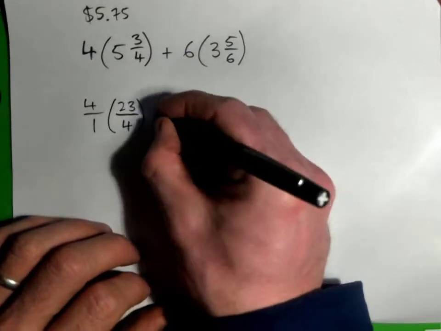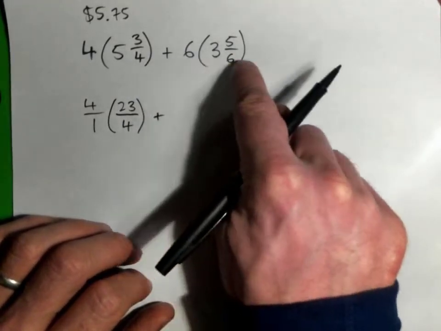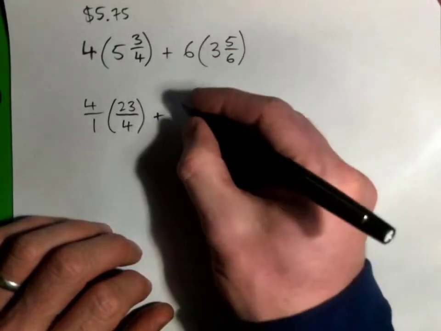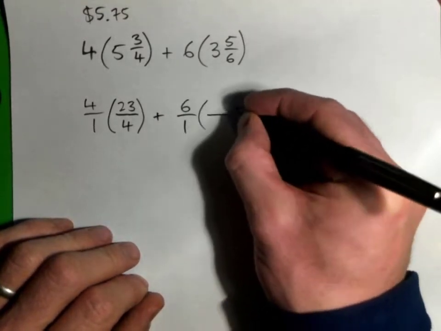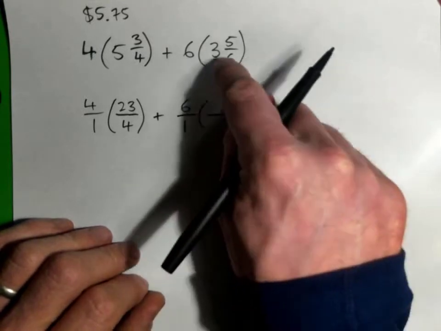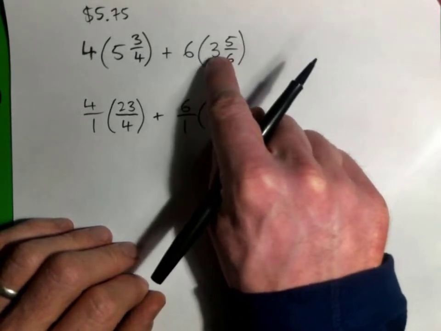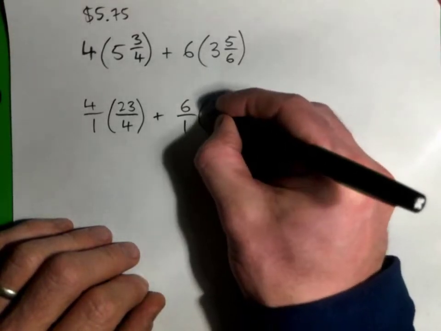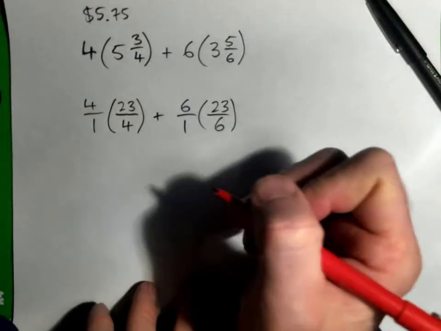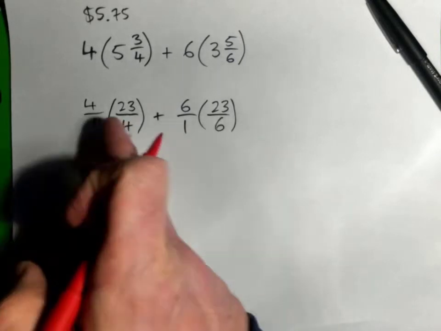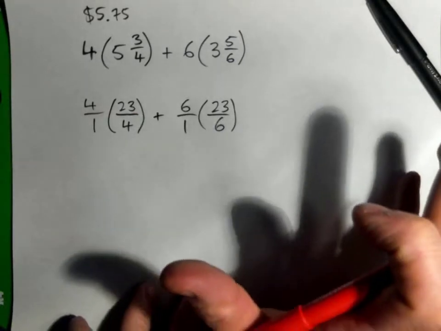Anyway, and similarly, let's turn these into fractions. So 6 becomes 6/1, and 3 5/6: 6 times 3 is 18, 18 and 5 is 23, so 23/6. And now this is fun times because we can multiply fractions, and before we multiply fractions, we can cross cancel.